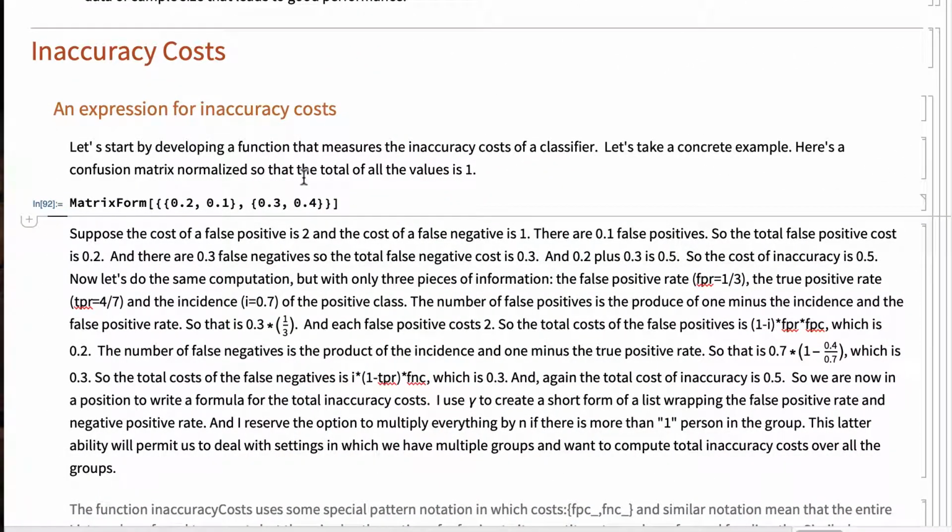All right, let's start right up. Let's start by developing a function that's going to measure the inaccuracy costs of our classifier. Let me just motivate it with a concrete example.